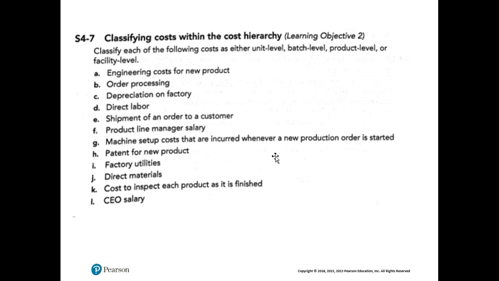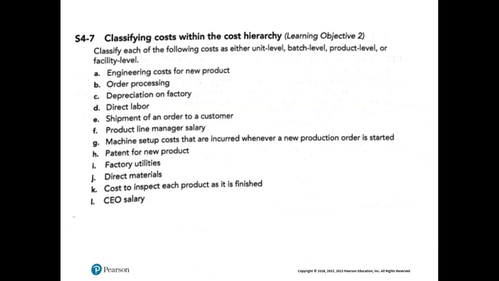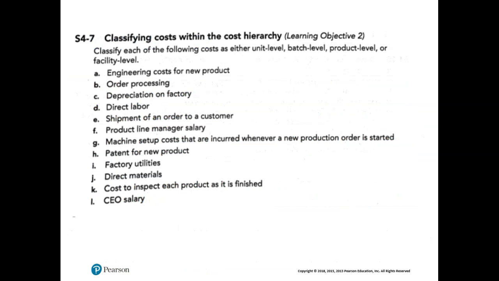Machine setup costs that are incurred whenever a new production order is started. So setup costs are batch level. Okay, then a patent for a new product would be product level. Okay. Factory utilities. Factory utilities, look at that. The utilities are not per unit and they're not per batch. They're not necessarily product level. Okay, utilities are facility level, so that would be for everything. Okay, so that's like it applies to the entire plant.